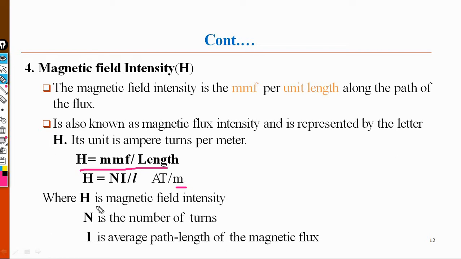Here H is the magnetic field intensity, N is the number of turns, and I is the current. L is the average path, also called the length of the magnetic flux path. Okay, this is the definition of magnetic field intensity. The symbol is H.